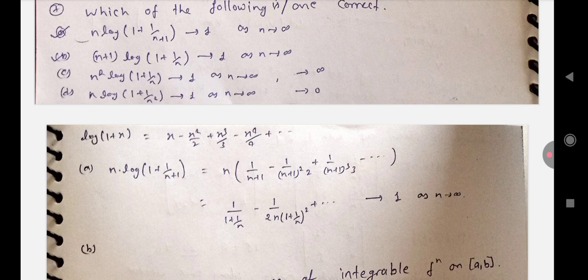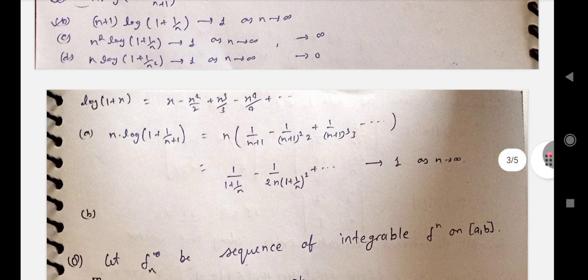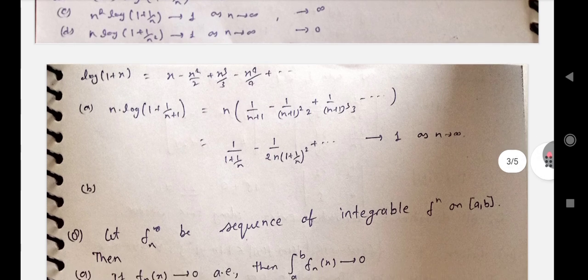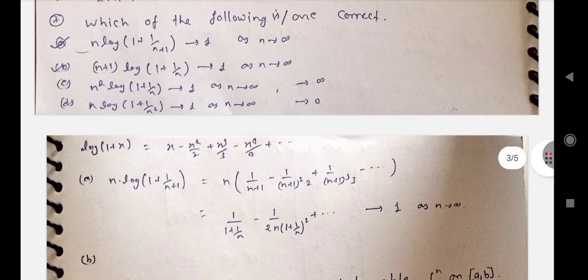This is x minus x squared by 2 plus x cubed by 3, and so on. So here we can apply the expansion of log(1 + 1/(n+1)), and we will get this. Now we can multiply by n on both sides. As n tends to infinity, we will get 1. So the first option is correct.